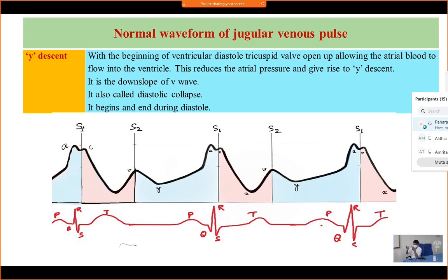So you can see the S1 and S2. The area between S1 and S2 is the ventricular systole, so we will get the C wave, X descent, and the upstroke of the V wave. From the upstroke of the V wave to the second A wave, this falls between the S2 and S1, meaning diastole. So the Y descent is the diastolic phenomenon.